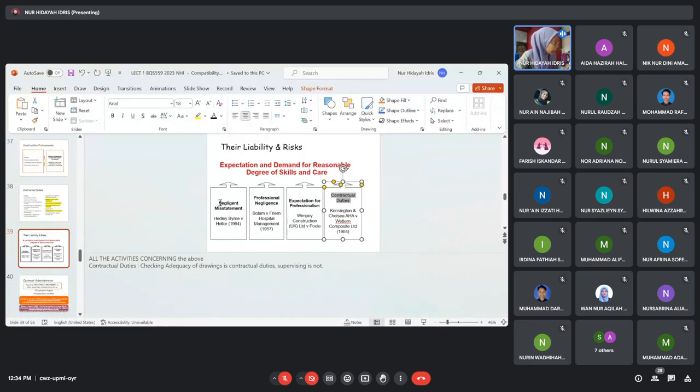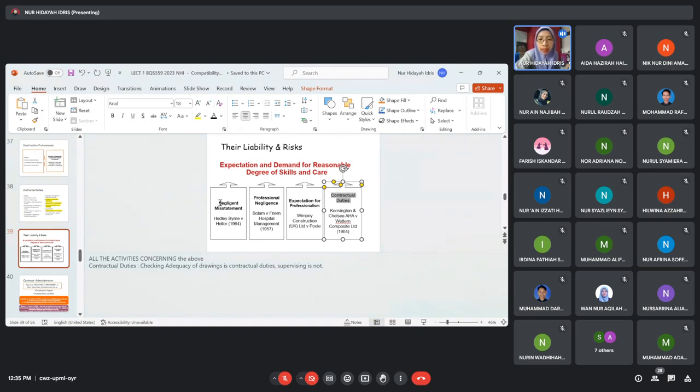Alright, so an architect for example owes his employer a duty, okay, to use reasonable skill and care to prevent injury and damage to the employer. And then this duty stems from the proximity between the parties and the assumptions of responsibility of the design. So basically, negligent in misstatement ini by right should be avoided by the professional. Tak sepatutnya dilakukan, sepatutnya dielakkan lah sebagai professional untuk buat kecuaian dalam memberikan any advice ataupun any statement.